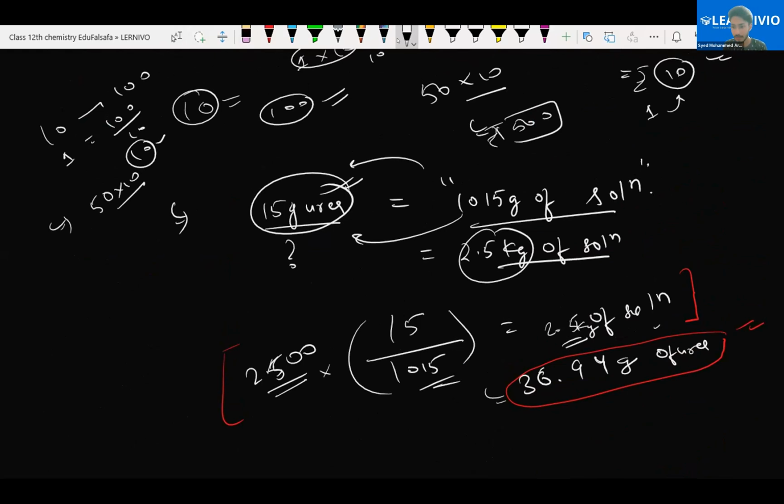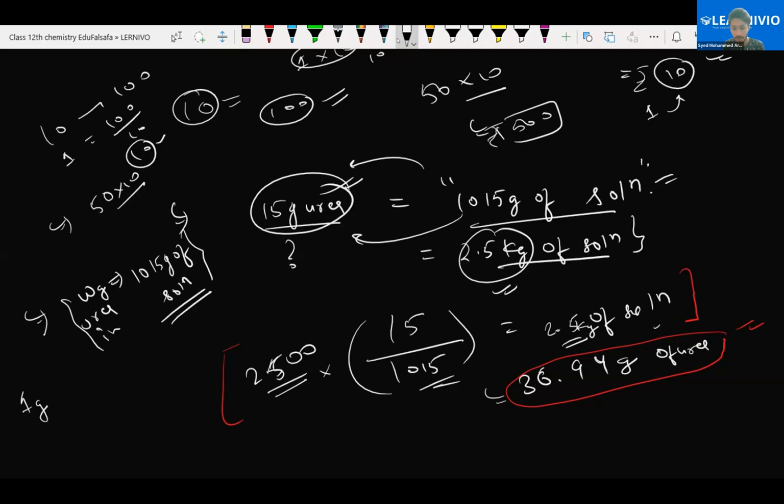So basically, I have calculated the weight of urea in 1015 grams of solution. At this point, is there any doubt to you? No, sir. Okay, fine. Then the question asks: if I have 2.5 kg of the same solution at the same temperature, then what would be the weight of the urea? So I need to find initially the weight of the urea in 1 gram of the solution. Understood? So what you need to do is just divide 15 by 1015 grams.